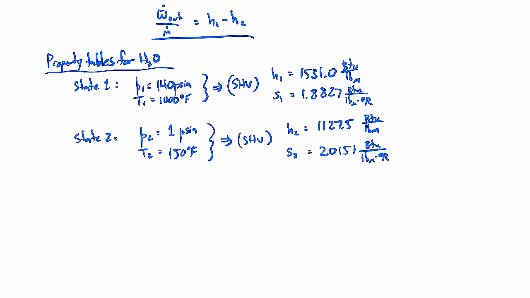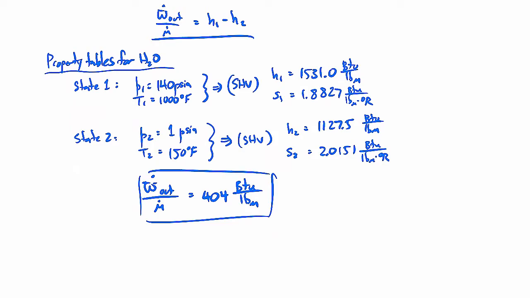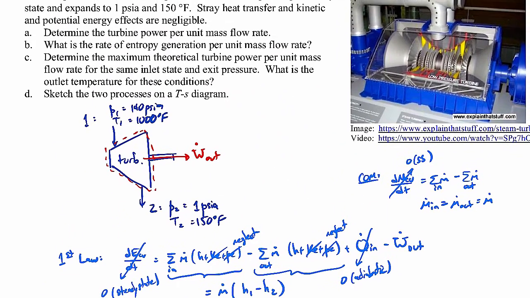All right, so anyway, if we take these values for the inlet specific enthalpy and the outlet specific enthalpy and plug them back into our equation from the first law, what you'll get is that the power generated by the turbine per unit mass flow rate comes out to be 404 BTUs per pound mass of water. Okay, so that's part A. We were trying to find the turbine power per unit mass flow rate.